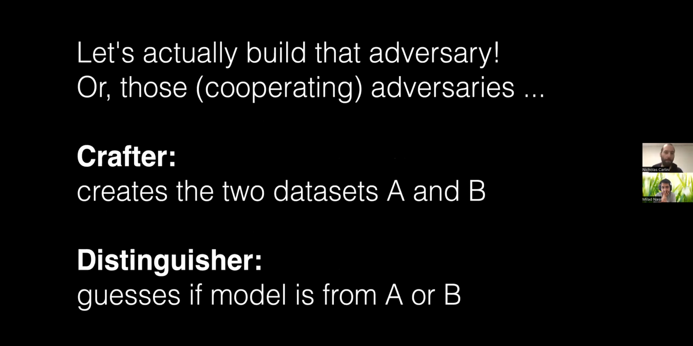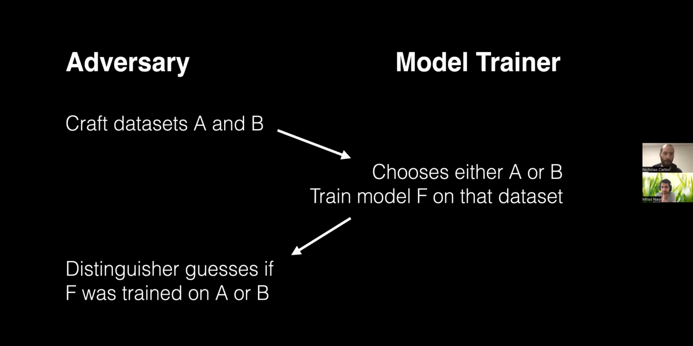Okay, so let's get started by talking about how this is going to work. In particular, we're going to construct two adversaries. The first adversary we're going to call the crafter. The crafter is going to create two data sets, A and B. They differ by one example. They're identical and adjacent except for one example. And then we have a distinguisher, which is going to take a model and guess if the model came from A or B. So the crafter gets to construct the data sets. The distinguisher knows what A and B are, but doesn't know whether the model was trained on A or B. Okay, so here's the protocol. The adversary initially crafts some data sets A and B.